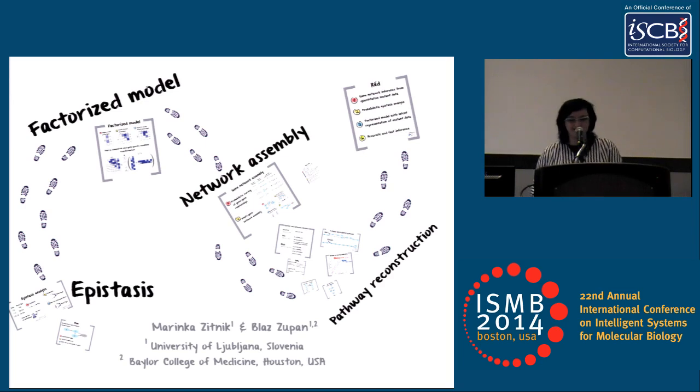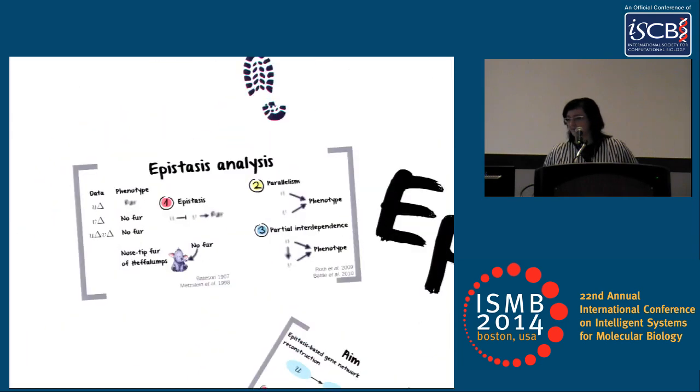Hello. Thank you. So I will talk about an approach for gene network inference based on epistasis analysis and using mutant data. Overall, I will first talk a bit about the epistasis analysis and the motivation behind our work. Then I'll present our factorized model and an approach for assembly of gene networks. Then some results on our performance, and finally I will conclude. So let's start our journey.